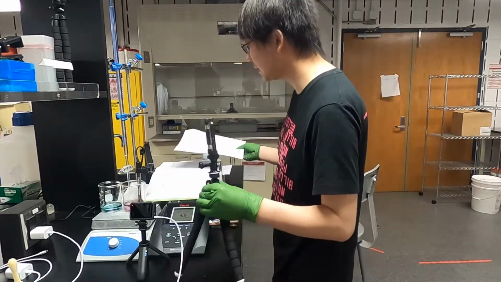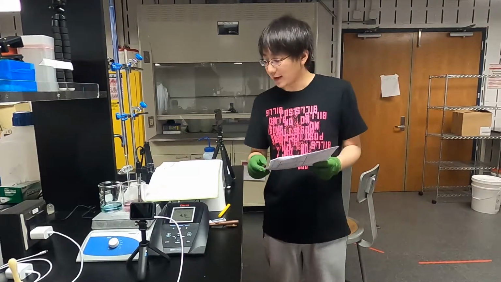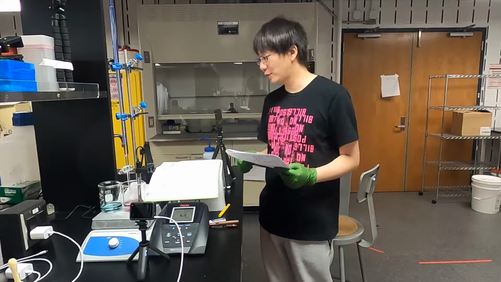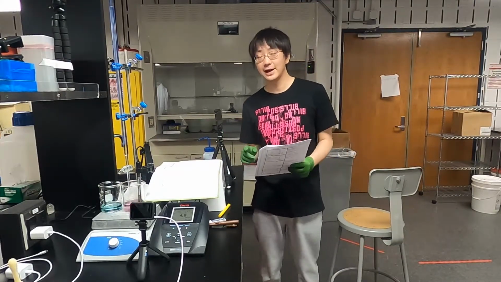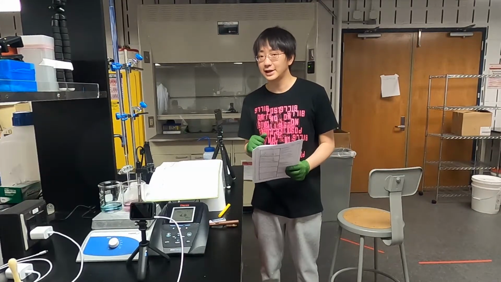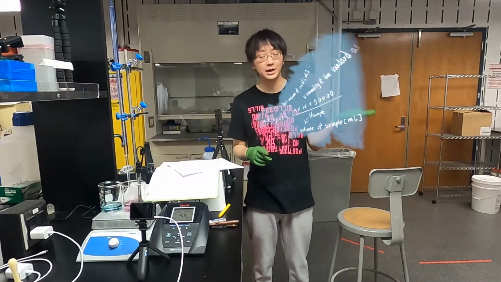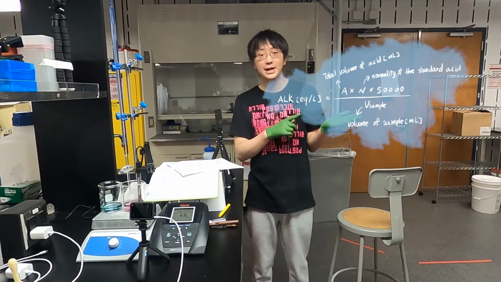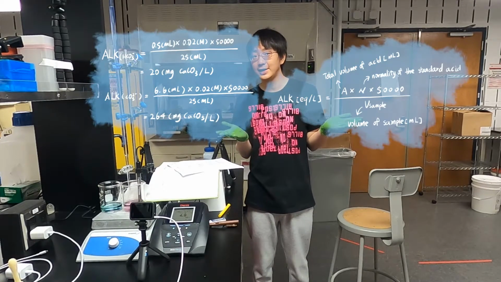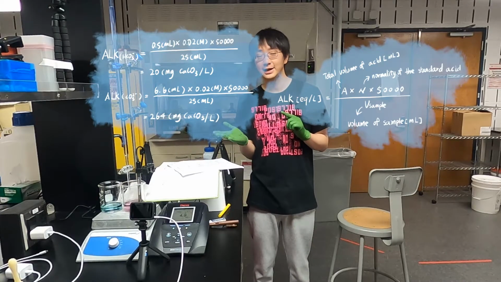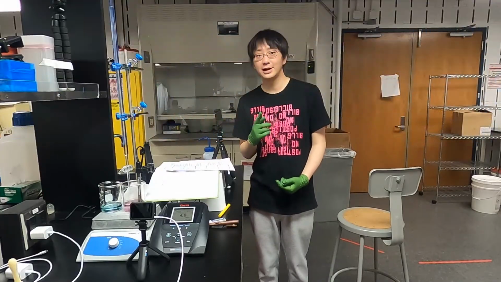So for now, we have all the data that we need. And we can take notes on the color change points and the corresponding volume of HCl, and then we can calculate the carbonate alkalinity and bicarbonate alkalinity. So let's recall the equation that Xuan mentioned before. Based on this equation, we can plug in the numbers from our experiment data, and then we can calculate bicarbonate alkalinity and carbonate alkalinity. So this is for alkalinity.